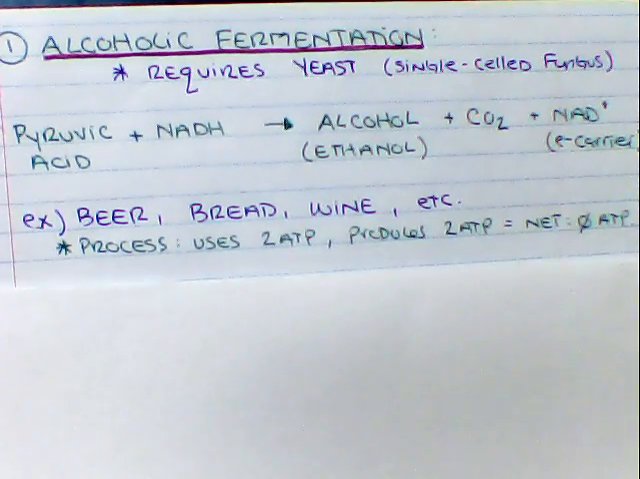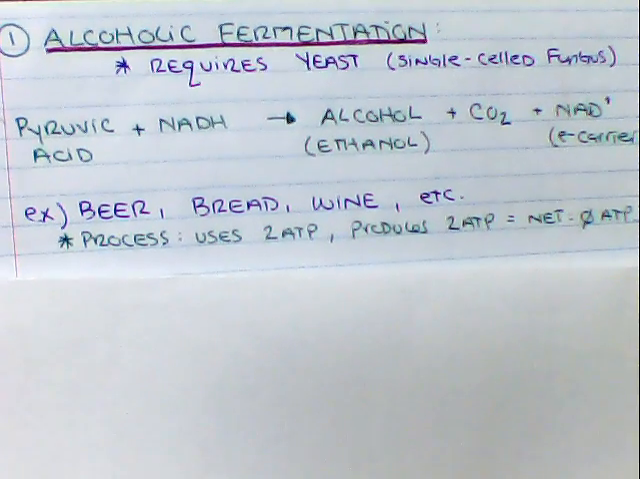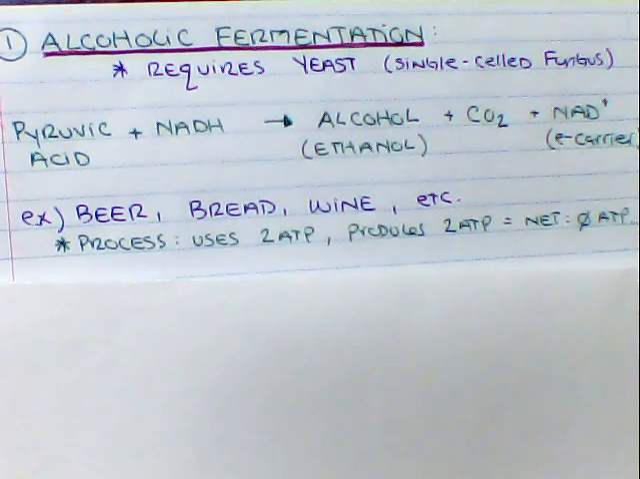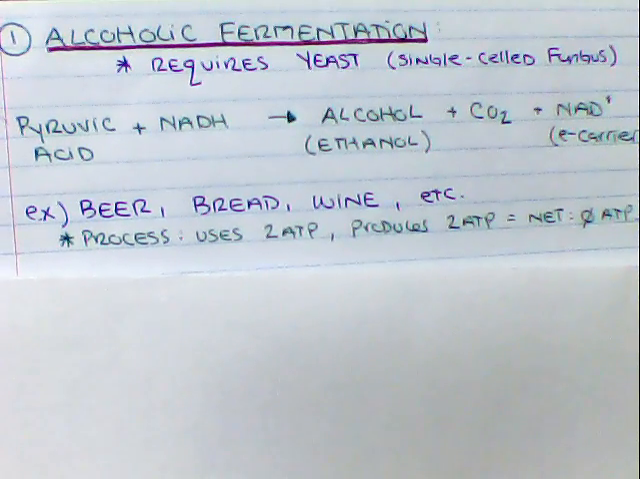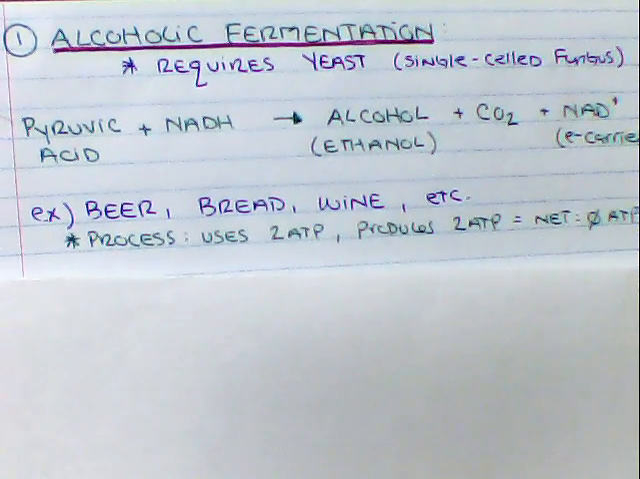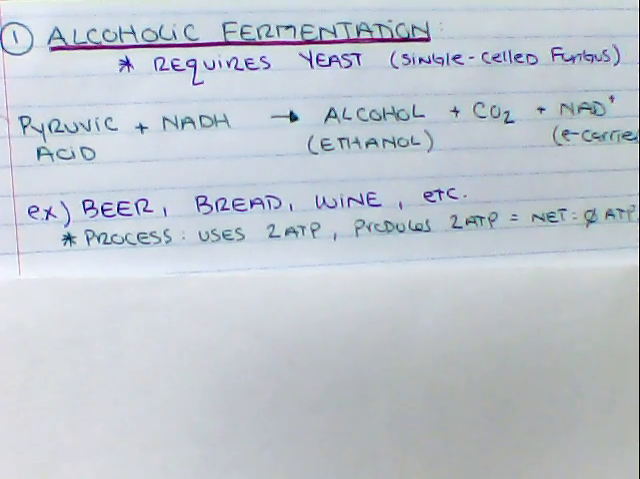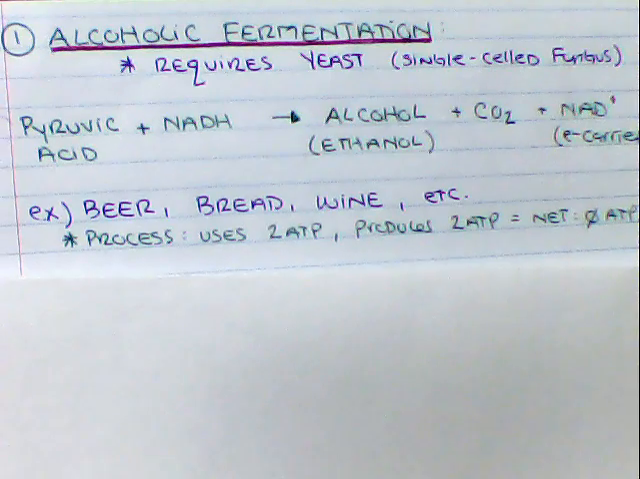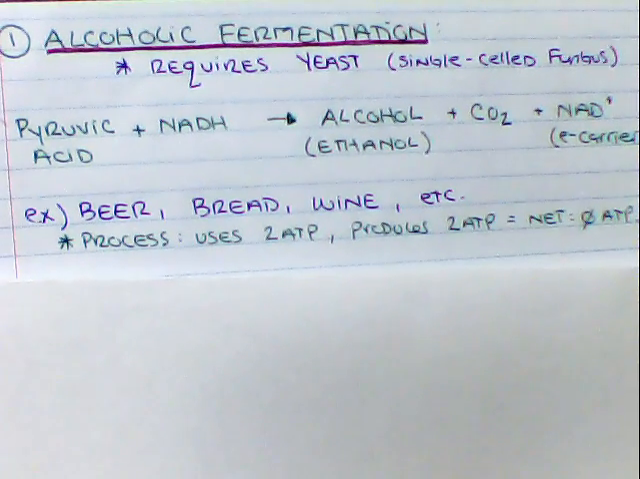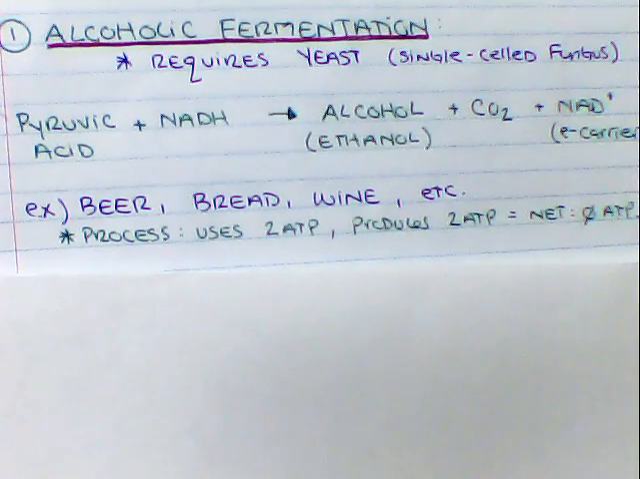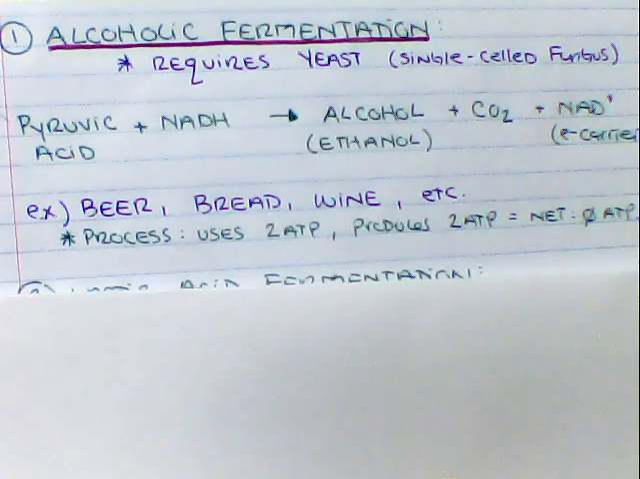Now, some examples of alcoholic fermentation include beer making, bread making, and wine. Now, just to remind you, because I know some of you are asking, well, what happened to the ATP? Well, the process of alcoholic fermentation actually requires 2 ATP. It produces 2 ATP. So if it required 2 and produced 2, our net product is 0 ATP.